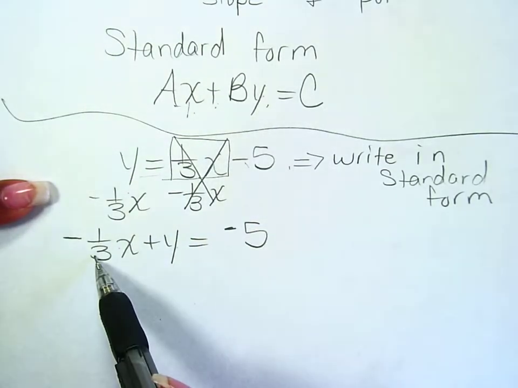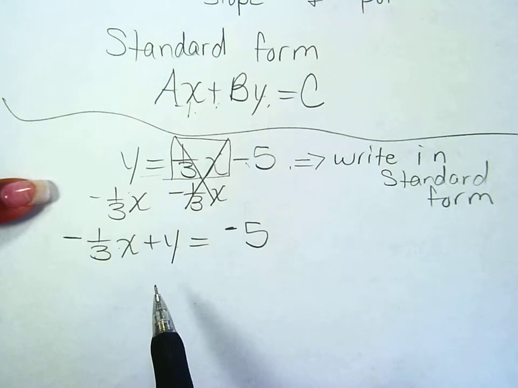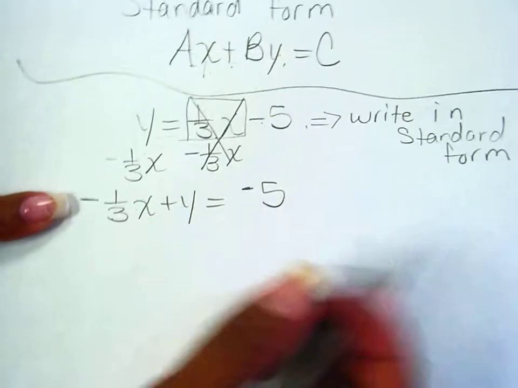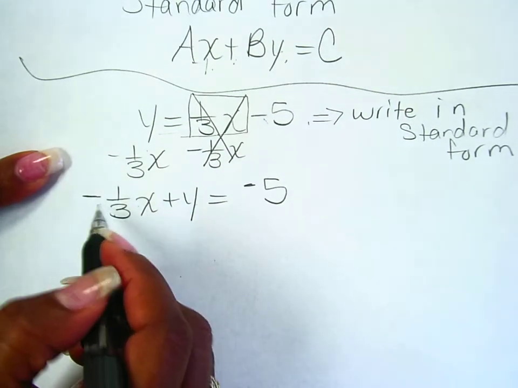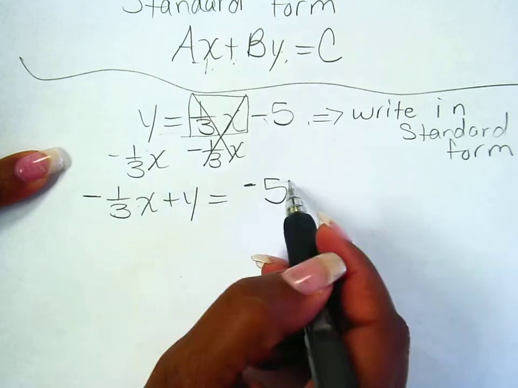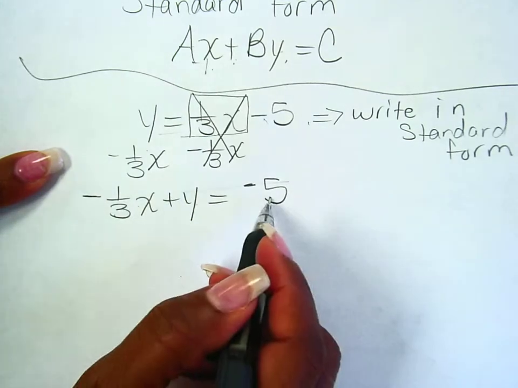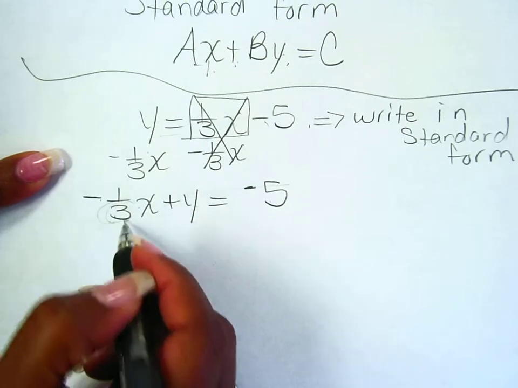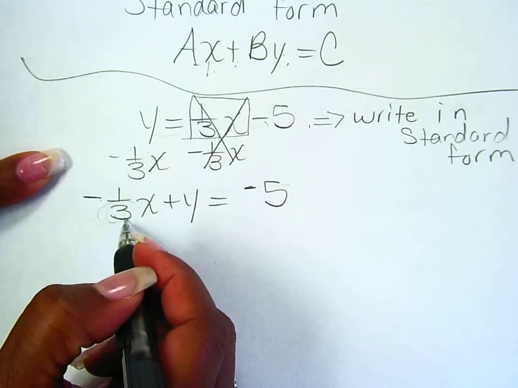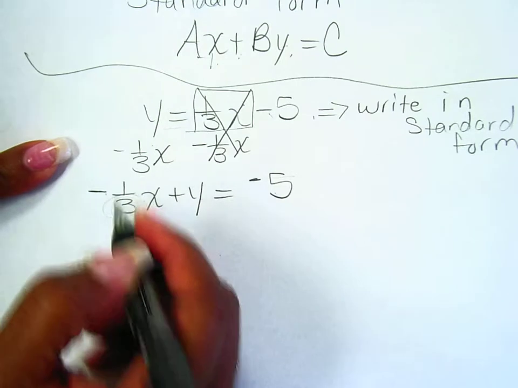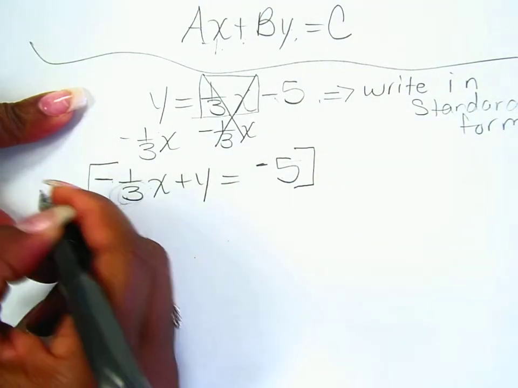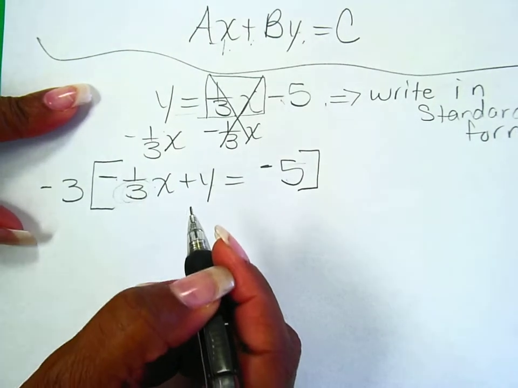I need to get rid of that fraction there. You don't see standard form written with a fraction. That's slope-intercept form. So therefore, what I'm going to have to do is multiply every term in this equation by negative 3, because whatever my denominator is, that's what I want to get rid of. Okay? So what I'm going to do is say, okay, multiply that by negative 3.